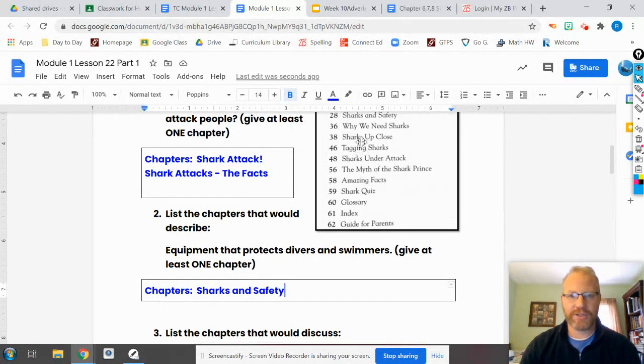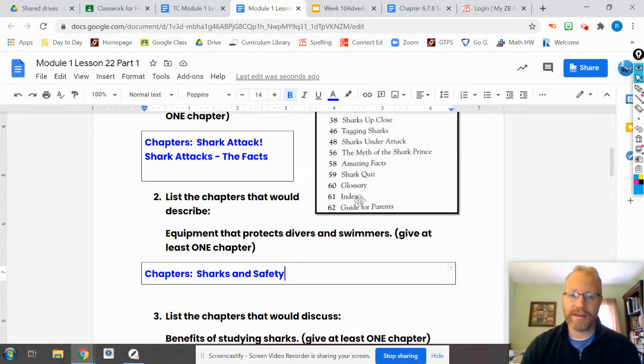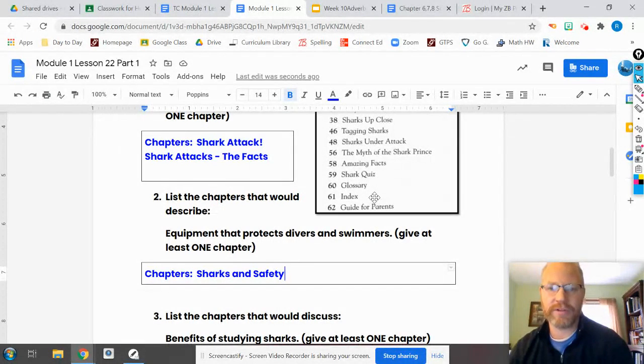Now you might say Sharks Up Close, maybe they talk about it there, but it's not so sure. Why We Need Sharks, I don't think that's going to be it. Tagging Sharks, Sharks Under Attack, The Myth of the Shark Prince, I'm not so sure. Amazing Facts, you might find something there. And then obviously the index you could go into and you'd find some stuff. But that's not a chapter, that's more of a tool.